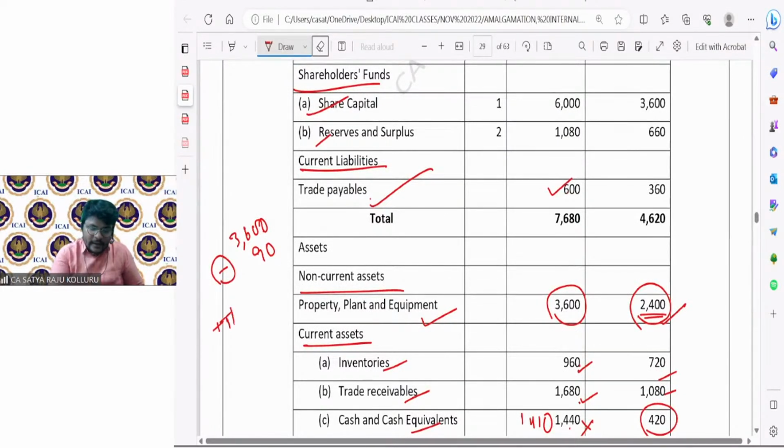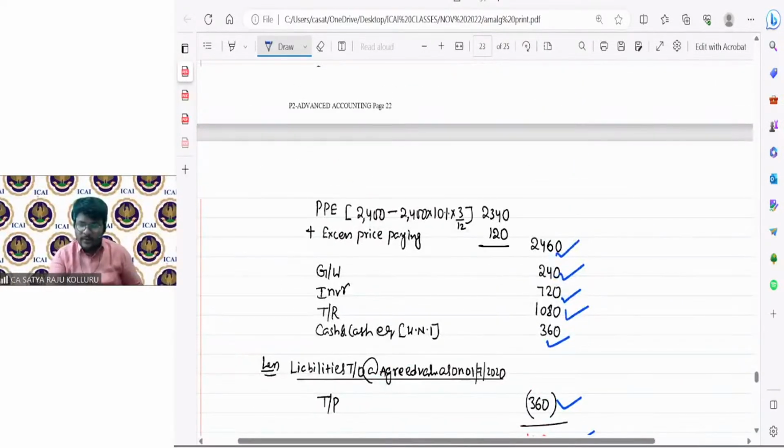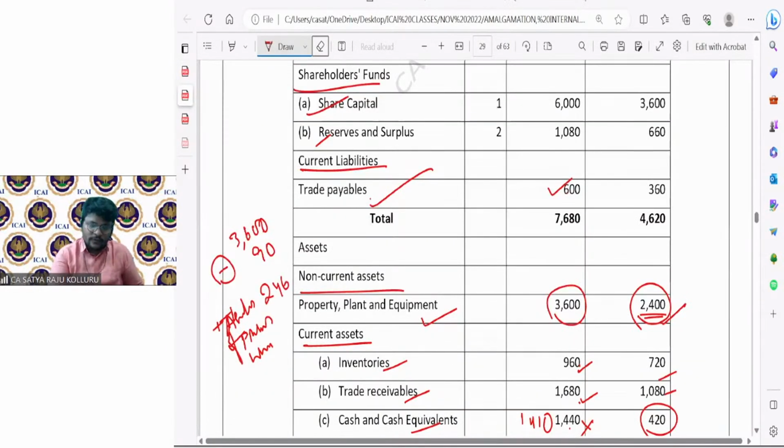Plus taken over or agreed value of PPE from White Limited. You need to add in the balance sheet both. What is the agreed value of the PPE? Here it is there under NAV. It is clearly there. Agreed value of the PPE is 2460. You can simply add the 2460. If you add this, then you know the closing balance of PPE. It should be shown in the balance sheet after amalgamation in the books of Black Limited. So that is 3,600 minus 90 plus 2460, which I am getting 5970.